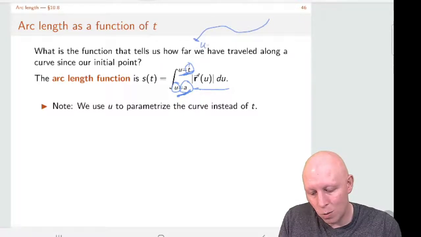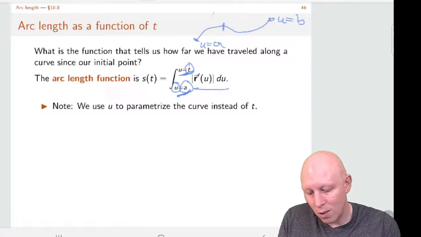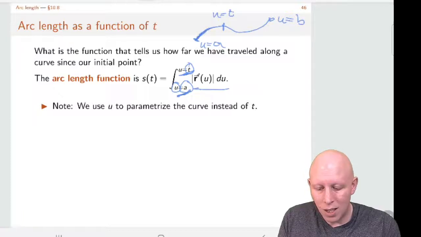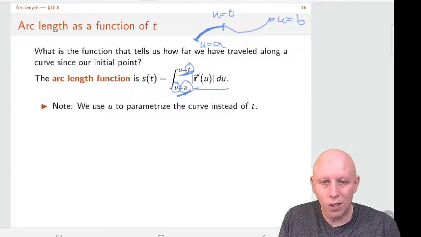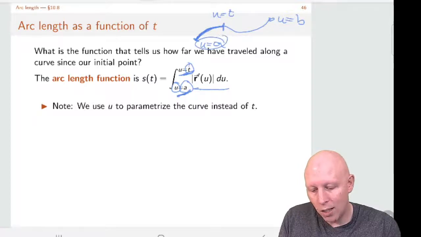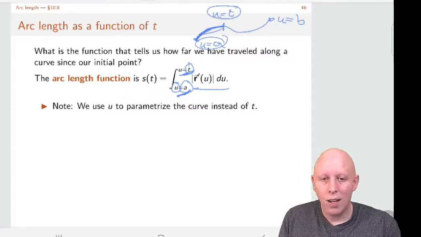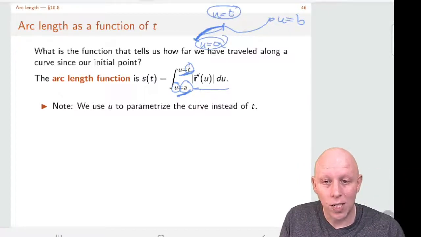So we're going to say this is when u is equal to A, and this is when u is equal to b. Then we pick u to be equal to t, and we can talk about the length of the curve from u equals A to u equals t. And that now becomes a function of t.